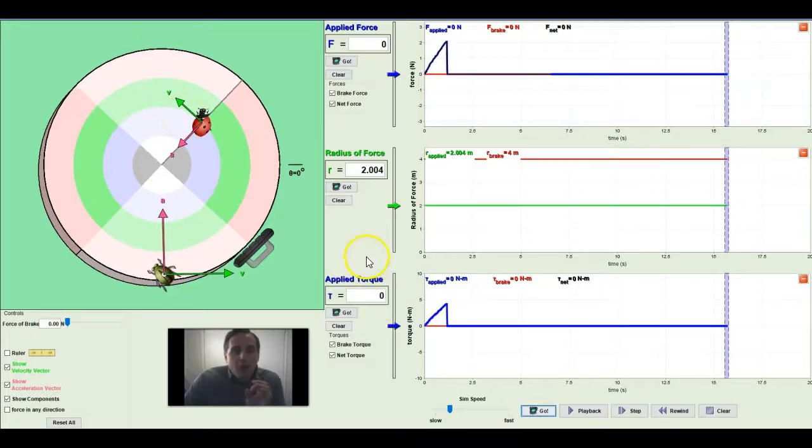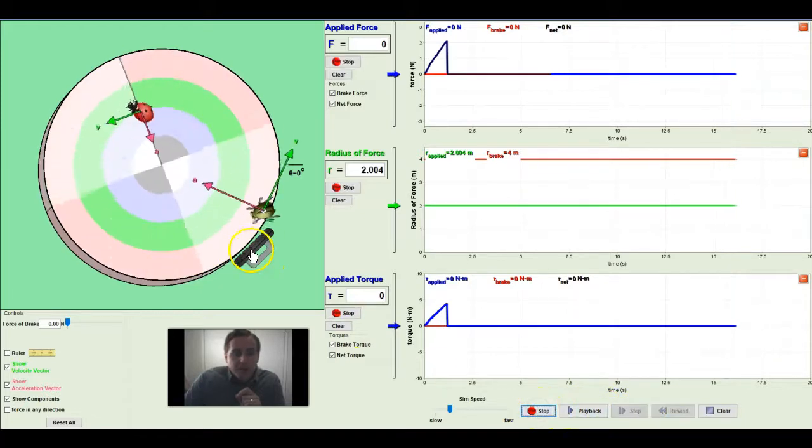Let's go ahead and now apply a negative torque. Instead of torquing it counterclockwise to accelerate it, let's torque it in the negative direction, that is clockwise. So we'll apply this brake. So let's go ahead and go again, but now let's apply this brake.